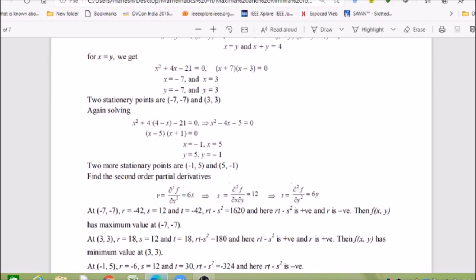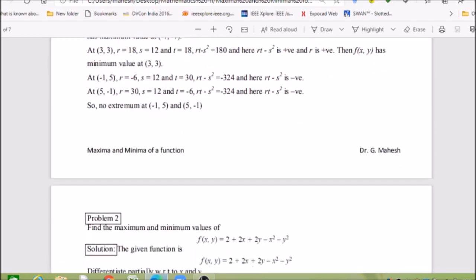and rt − s² is 1620. Here at this point rt − s² is positive and r is negative. Then the function f(x, y) has maximum value at (−7, −7). And at (3, 3), r is 18, s is 12, t is 18. rt − s² is 180. Here rt − s² is positive and r is also positive. Then f(x, y) has minimum value at (3, 3).